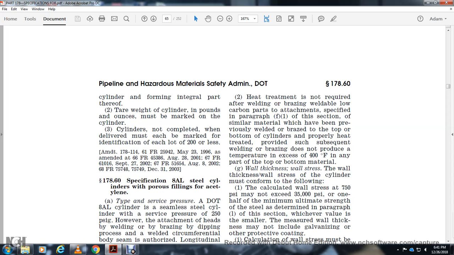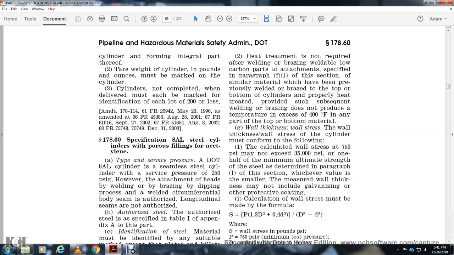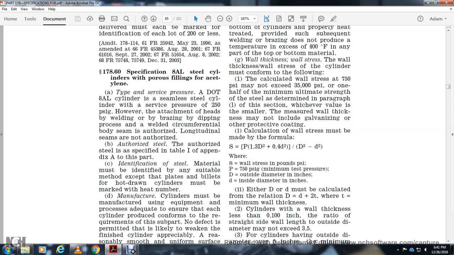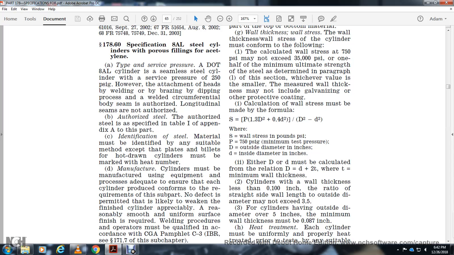Wall thickness and wall strength: the wall strength of the cylinder must conform to the following. Calculated wall stress of 750 psi, not exceeding 35,000 psi, one half of the minimum ultimate strength of the test determined in paragraph 1L of the section, whichever value is smaller. The marked wall thickness may not exceed the calculation of the wall stress, using the following formula, where D is calculated with the relation D equals d plus 2 times T, where T is equal to the minimum wall thickness. Cylinders with wall thickness less than 100,000th of an inch: ratio of strength side wall to the outside diameter 3.5. For cylinders with an outside diameter over 5 inches, the minimum wall thickness is 87,000 inch.